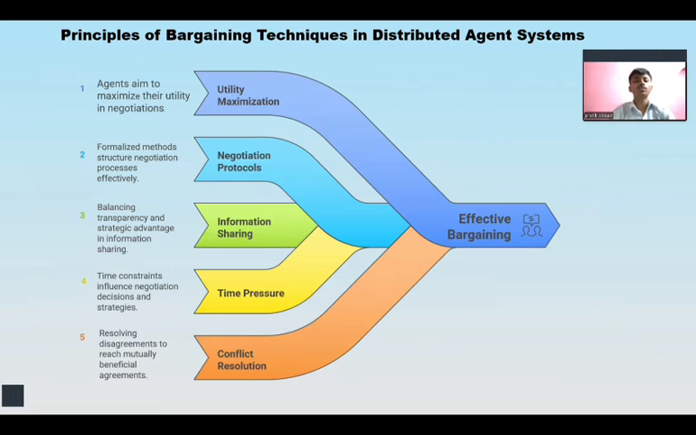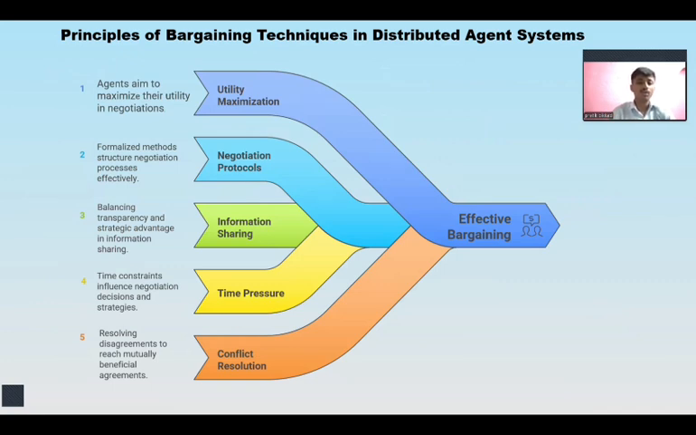Now we will see the topic principles of bargaining technique in distributed agent systems. Effective bargaining, utility maximization, negotiation protocol, information sharing, time pressure, conflict resolution. Some information about this topic. First, agents aim to maximize their utility in negotiations.